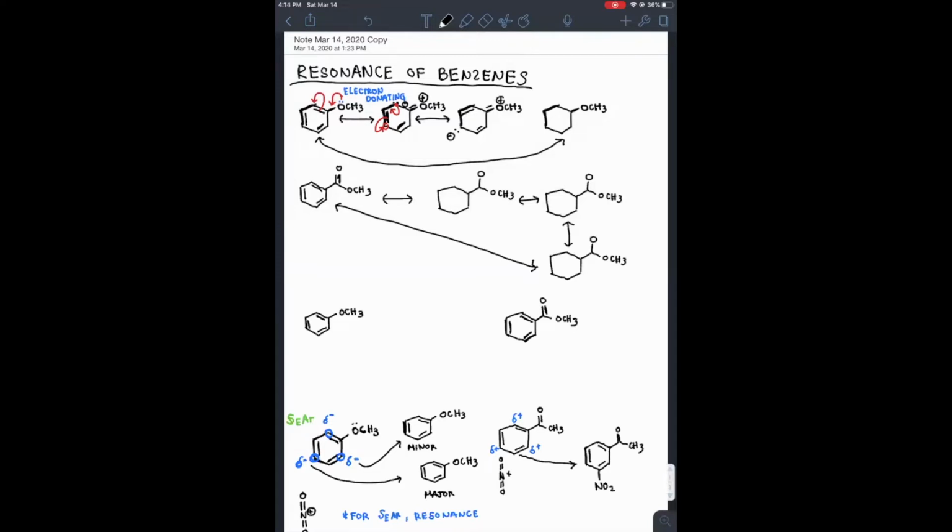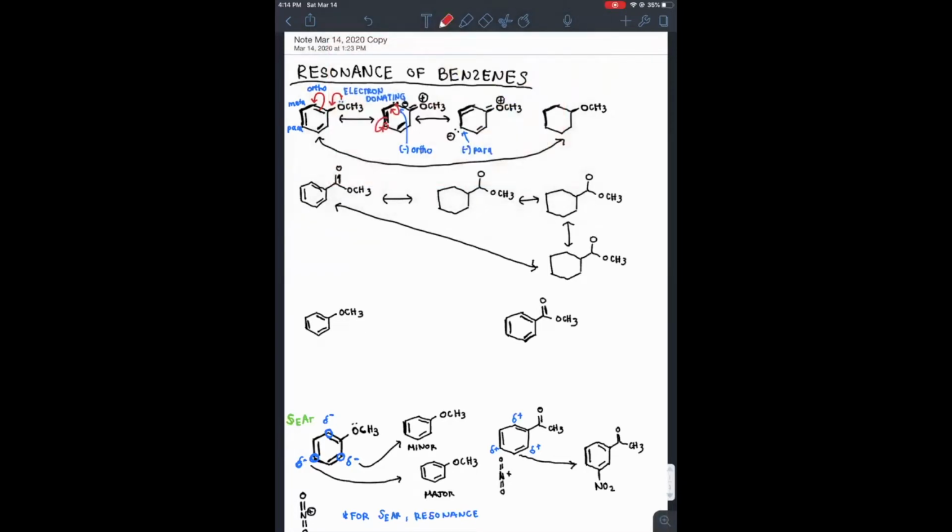Okay, and so before we go any further, I just wanted to point out, right, the positions on this ring. So this is the ortho, this is the meta, and then the para, okay? And so in the first structure, the negative charge lands on the ortho position, okay? In the second structure, the negative charge lands on the para position, okay?